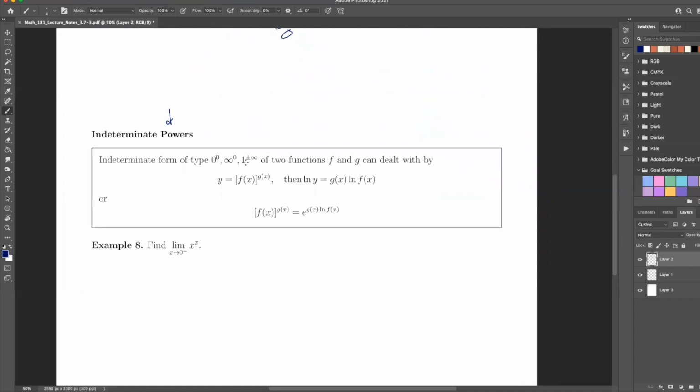And then we'll have 1 to the plus or minus infinity. So all these types give us indeterminate forms, right? Well, 0 to the 0 power: anything to the 0 power is supposed to be 1, but 0 to any power is supposed to be 0. And so it's like, well, what is that supposed to be? And so you'll have to deal with that.